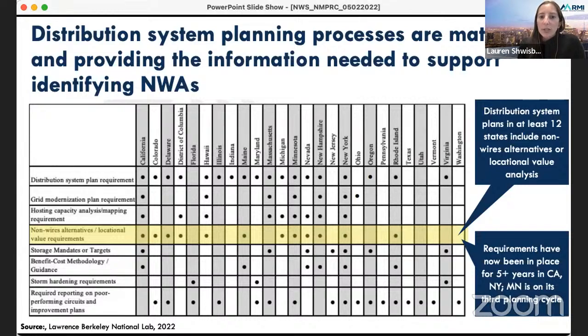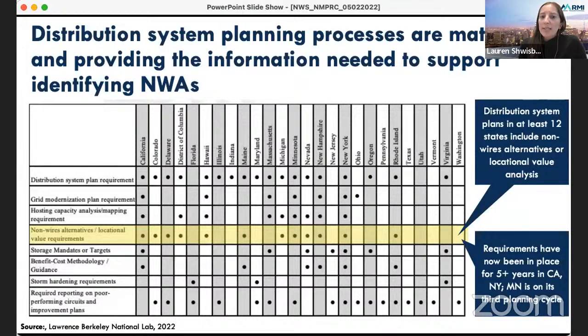And those processes are really helping to generate the types of data and information that a utility needs to identify these projects. So for example, the hosting capacity analysis that Sky shared can point to the locations on the grid that may need a future distribution system upgrade. DER forecasting, which you all also had a workshop about, can help identify where DERs might necessitate an upgrade in the future that could be mitigated, or where they are likely to be able to be a big part of a solution as well.